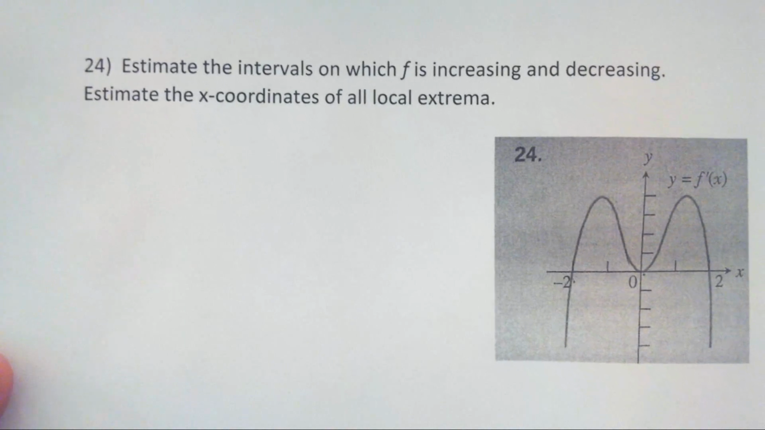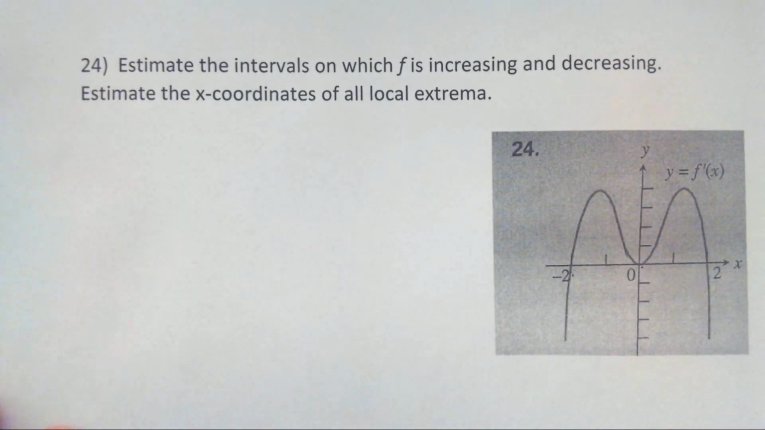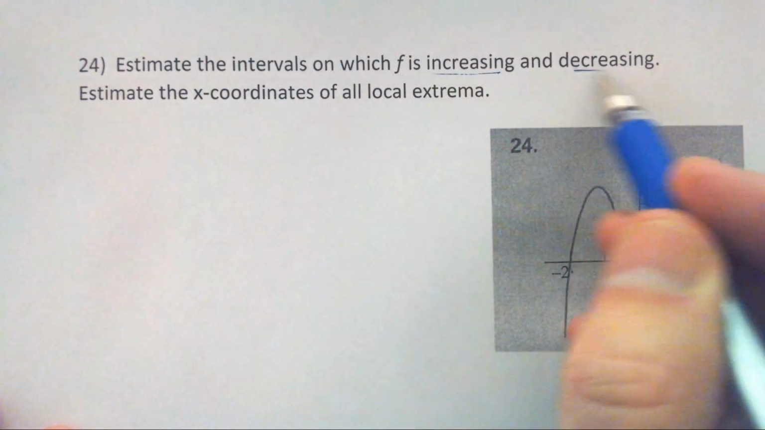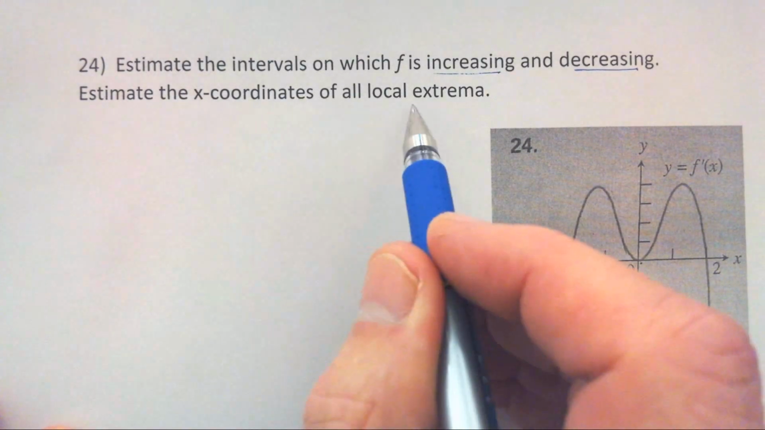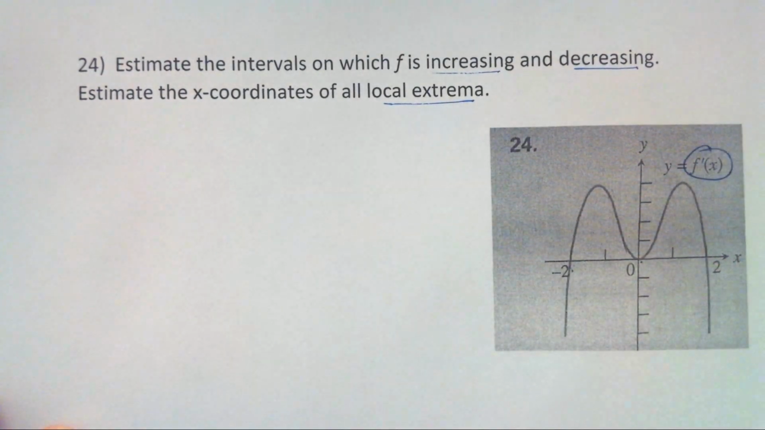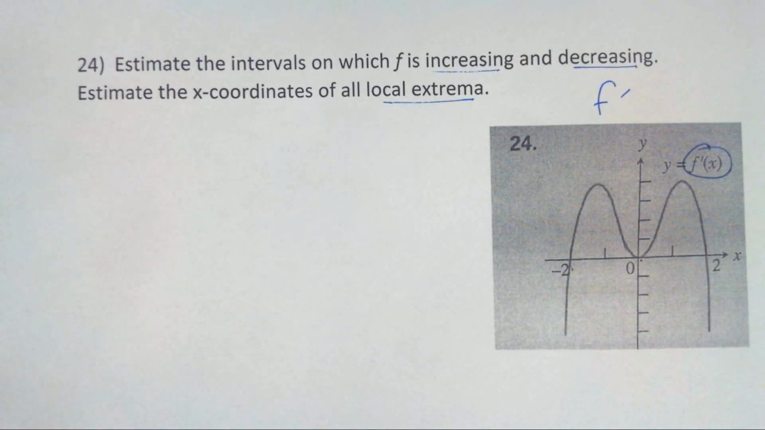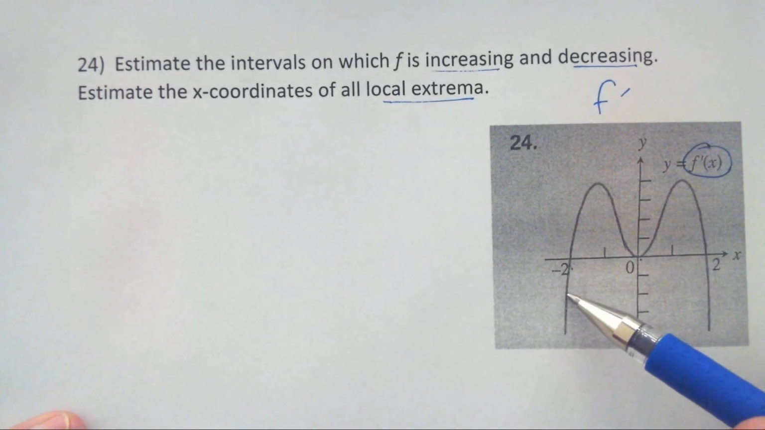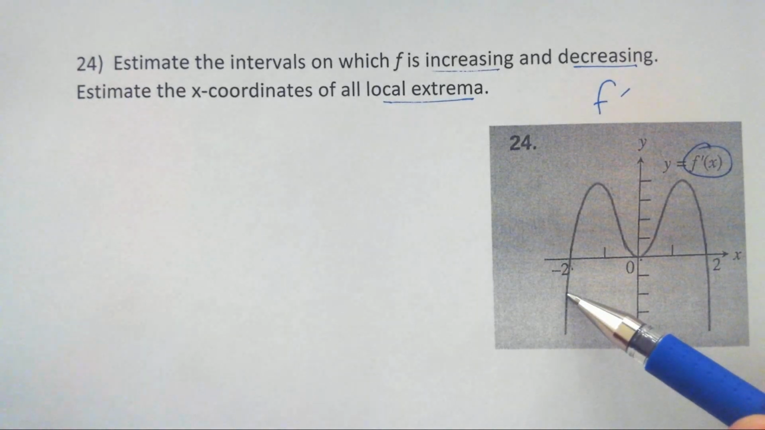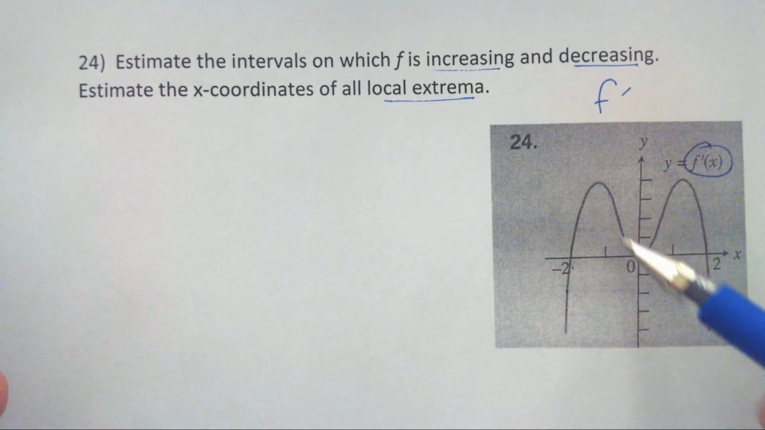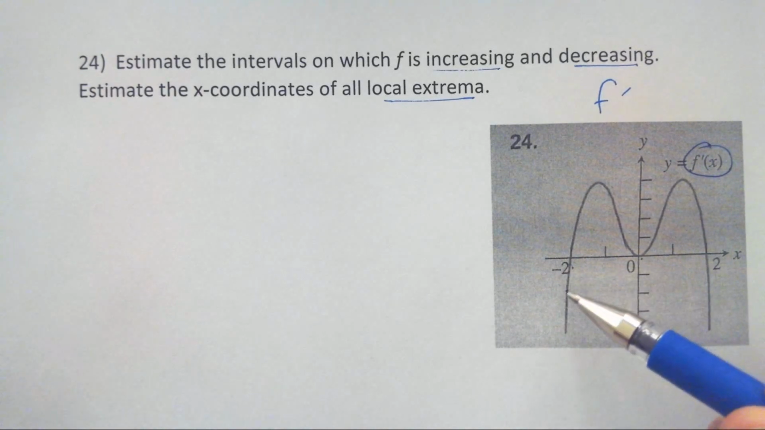Okay, similar, but we got to do some backwards thinking on this problem. Estimate the intervals on which f is increasing and decreasing, and estimate the x-coordinates of any extrema. But notice they are giving us a graph of f prime. So this is a graph of the slopes of f. So if f prime is negative, then the slope of f is negative. Now I know the slope of f prime is positive here, but this is the slope. This is a representation of the slope of f, the values of f prime.